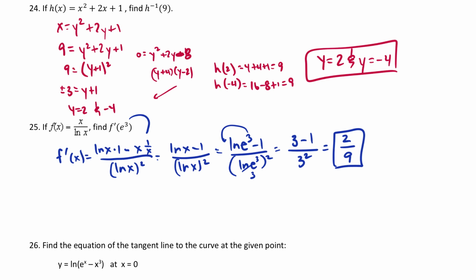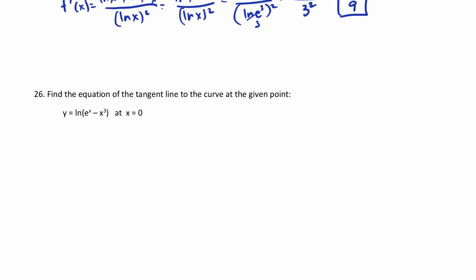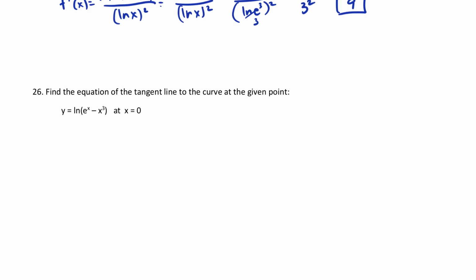And finally, we have our last question here. Find the equation of the tangent line to the curve at the given point. So we need the slope, which is y prime, and in this case, I will take this derivative. That's 1 over e to the x minus x cubed, and I need to chain rule that, so that's e to the x minus 3x squared. And now I need this at x equals 0. So let's plug it in.